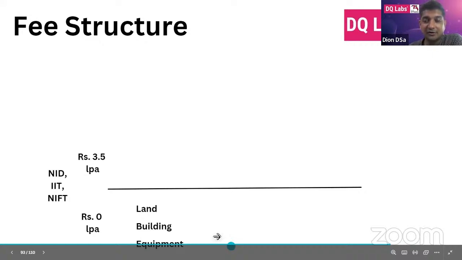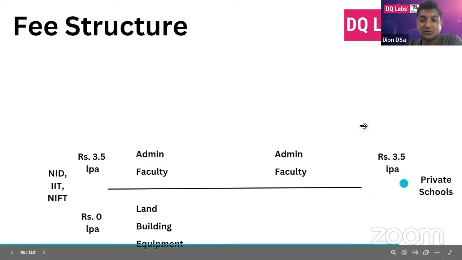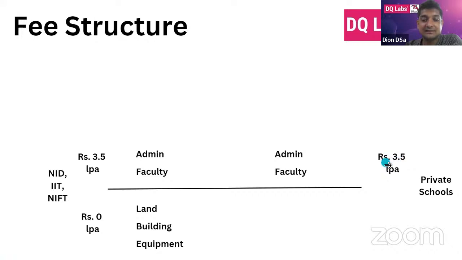So y'all could possibly put in your thoughts, right? The answer to that is they spend money on admin cost and faculty cost. So let's say private schools also charge you 3.5 lakhs, and you want them to have faculty from IITs and NIDs and NIFTs because that's what the bar is, right?